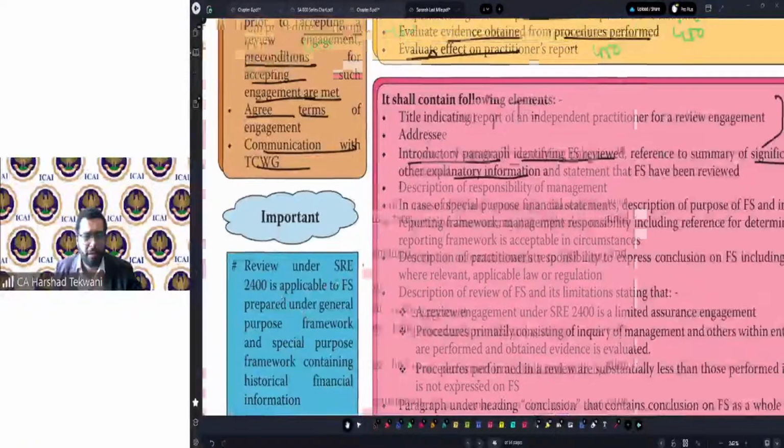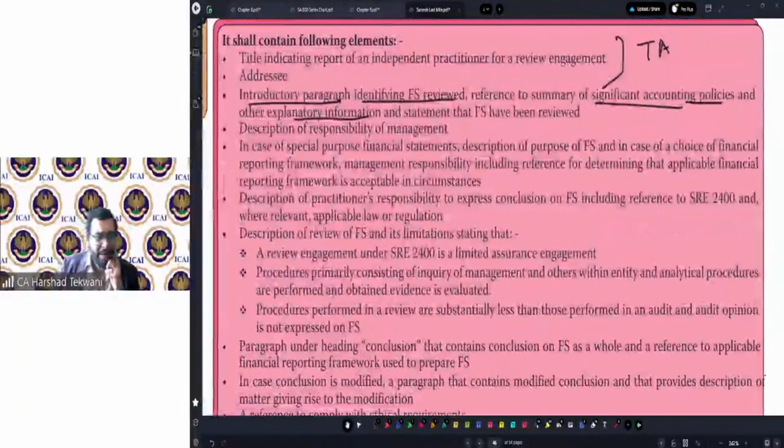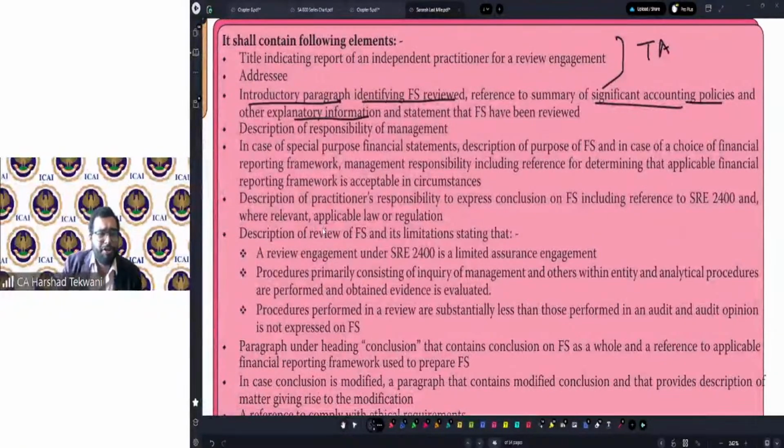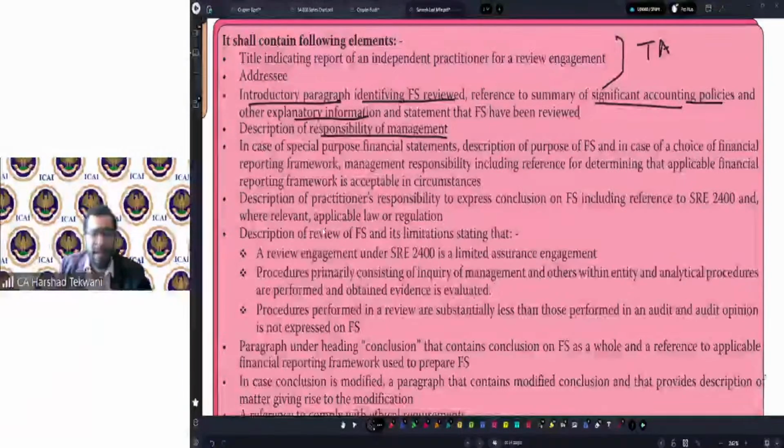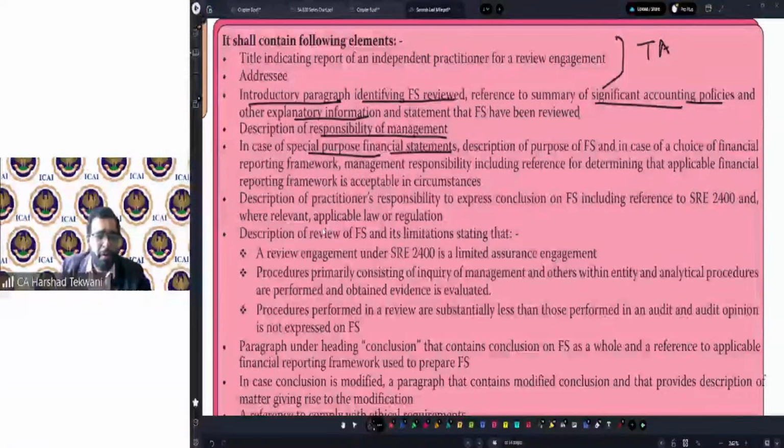Then a description of the management's responsibility. What is the management's responsibility in this scenario? Okay. Then if it is a special purpose financial statement, you need to talk about the special purpose financial statement because something is different. Then you need to provide the practitioner's responsibility to express a conclusion.